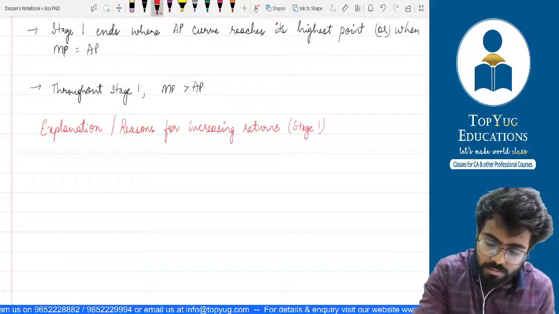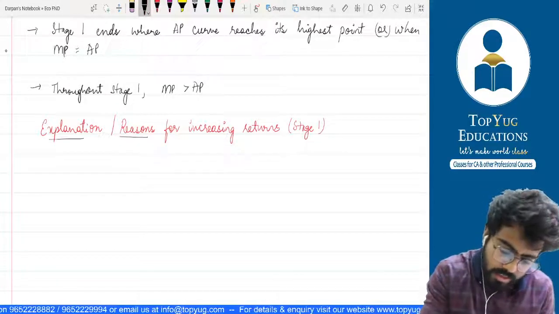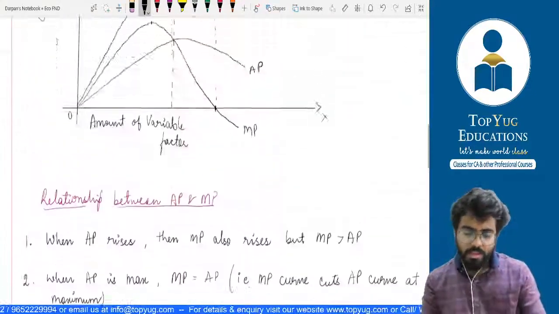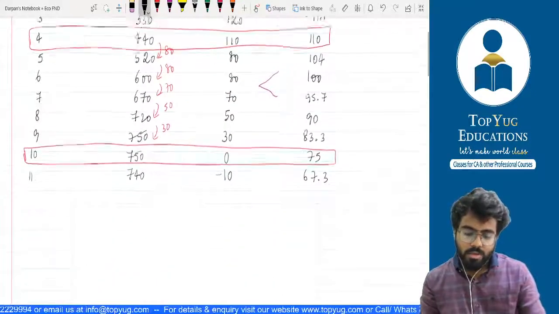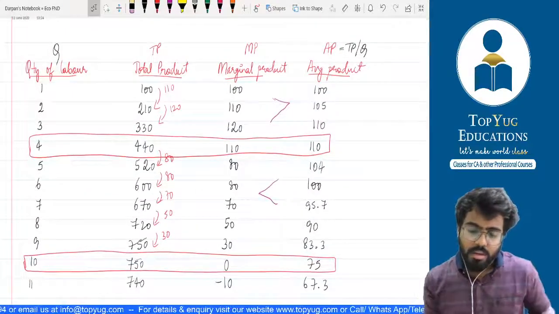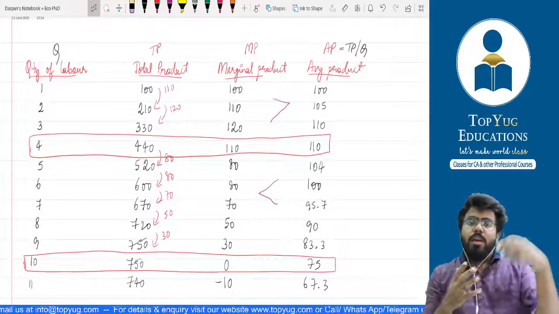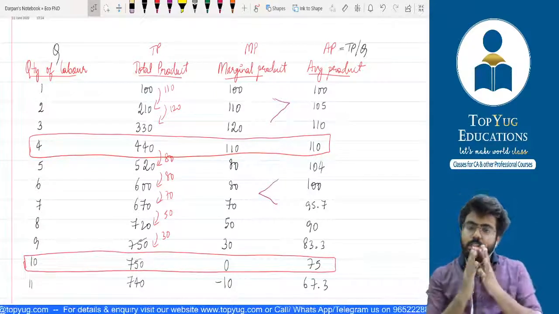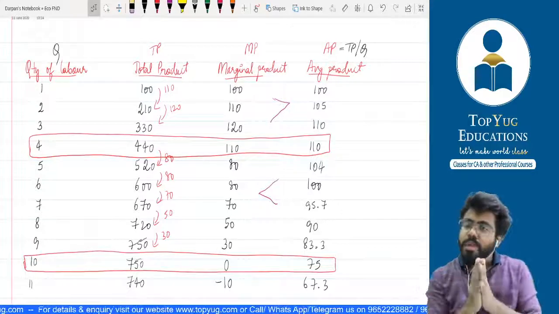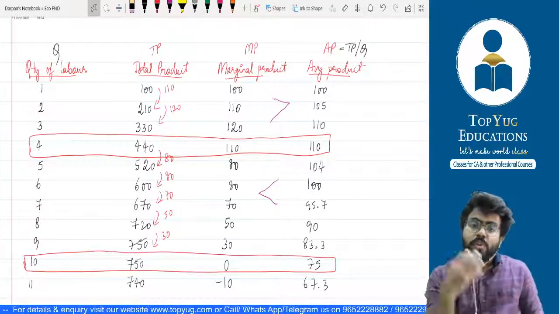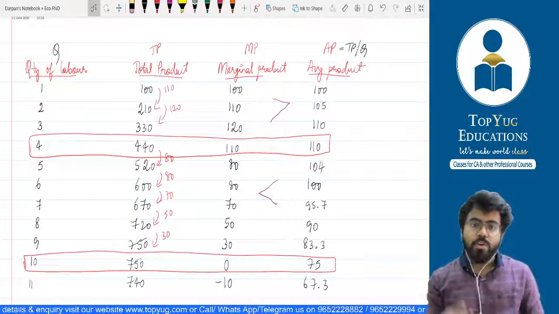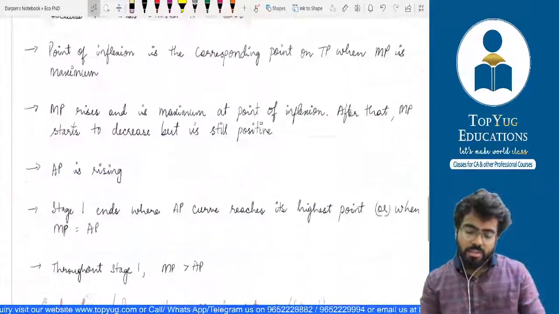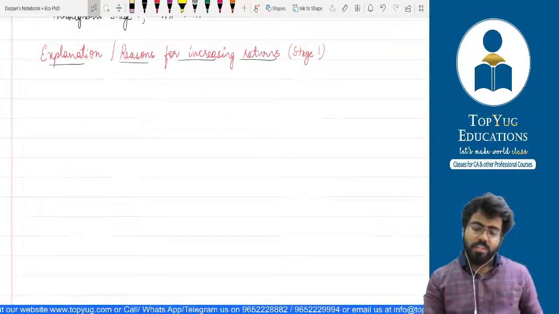Bracket stage 1. So what is the reason behind it? Why is it increasing? Let's see what the reason is. So normally what happens is your other factors are being fixed. Your machinery, your land, all other factors you've kept fixed. What are you changing? You're only changing your labor. Correct? You're only changing your labor. So what happens when you're keeping your machinery fixed and your labor changing?